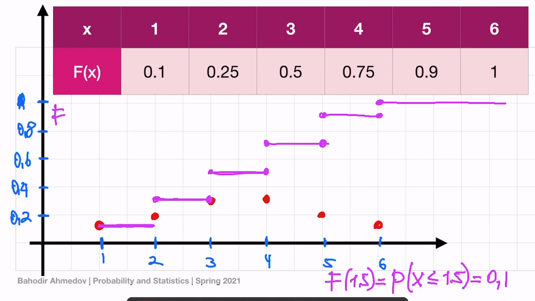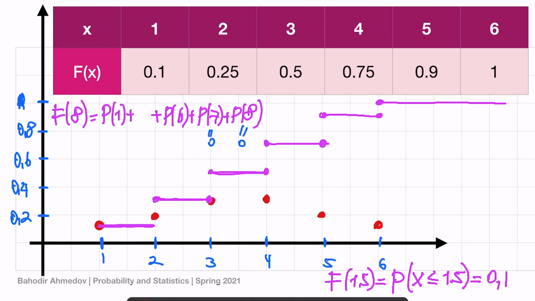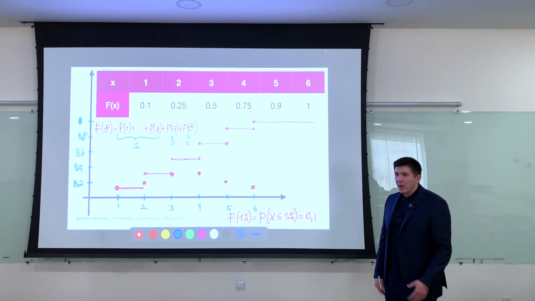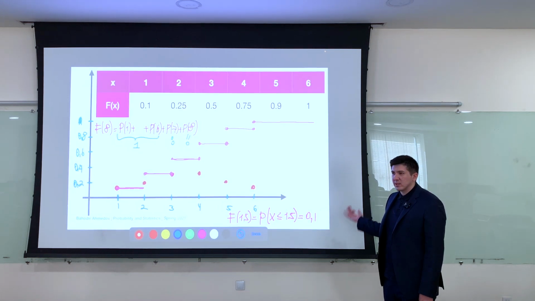So for example, if I say what is F of 8, it is going to be the sum of all of the probabilities from 1 to 6 plus 7 plus 8, right? This is by the definition. But we know that the probability of 7 and 8 is simply equal to 0, and the sum of all of these probabilities is equal to 1. So that is why F is equal to 1 for any value greater than 6.